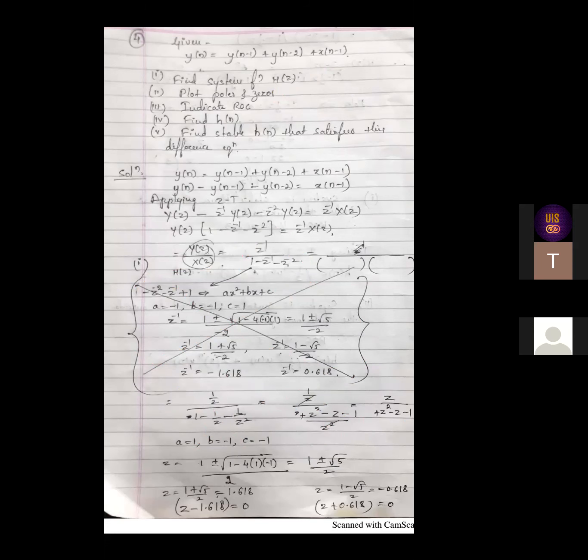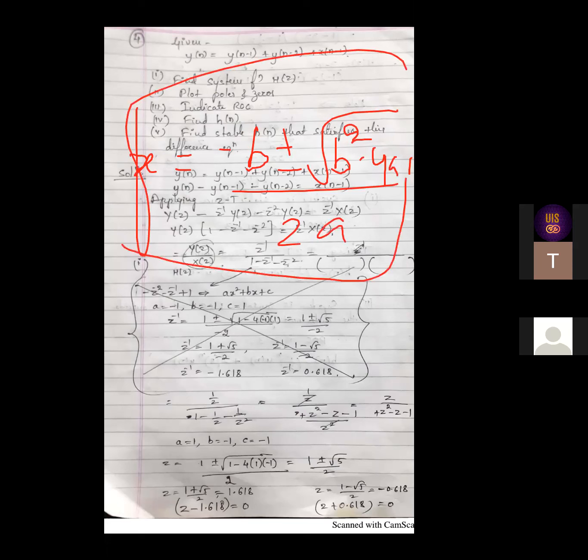Now you have two ways. One is to factorize this denominator manually, just a quadratic equation. You can try that, or you have the calculators with you. You can find the roots directly. I have done it manually. I have used the quadratic formula: roots are minus b plus or minus square root of b square minus 4ac divided by 2a. You can just see here.